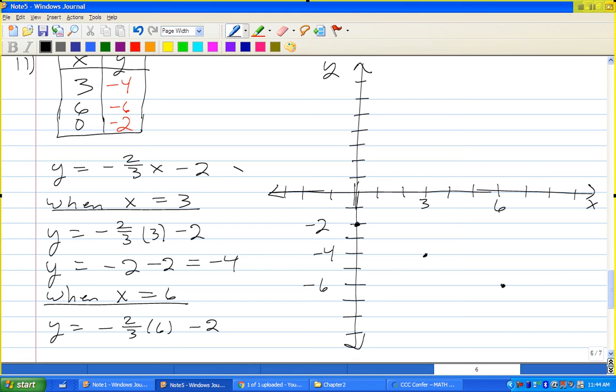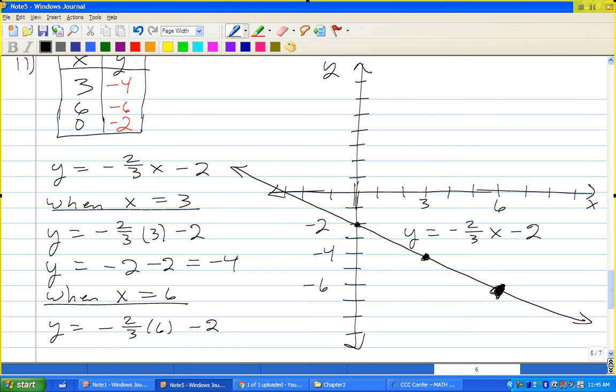Okay, so I have, make the points a little bit. Well, that one's obviously far off. Okay, so I have that this is the sketch of the graph. Y equals negative 2/3 x minus 2.